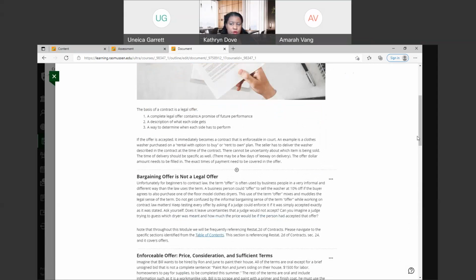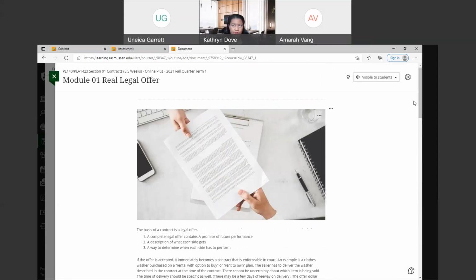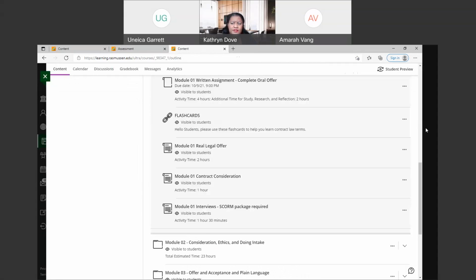Does that answer the question? So here's how you would write this. In this case, we're trying to determine whether or not there was a complete offer to fix a roof. Well, the law says you have a complete offer when there is a promise of future performance, a description of what each side gets, and a way to determine when each side has to perform. The law says that's an offer. Now let me apply the law to this set of facts and reach a conclusion. So that's what you'll be doing in this assignment.